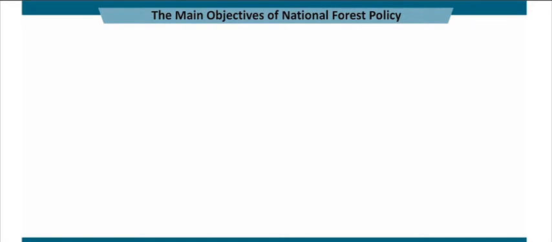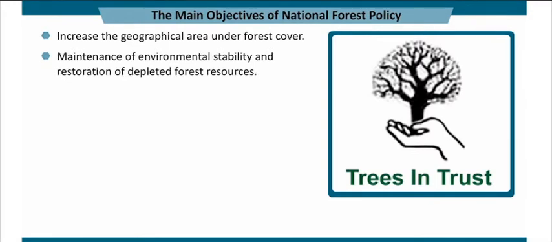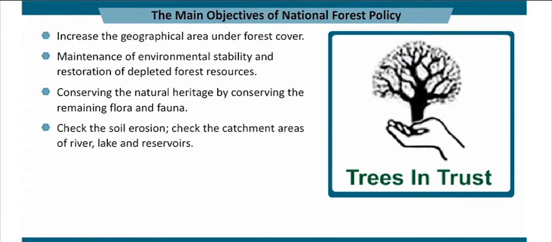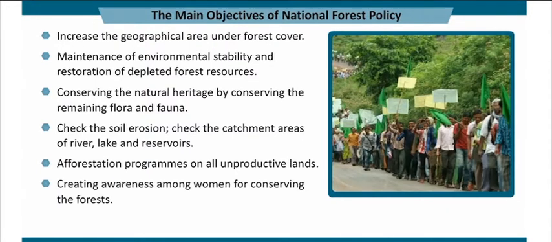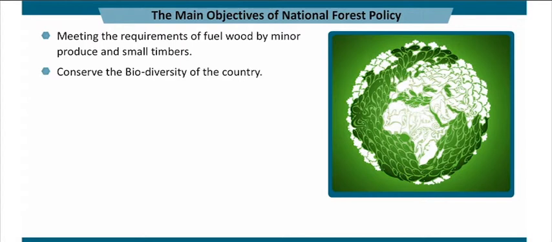The main objectives of the National Forest Policy: increase the geographical area under forest cover, maintenance of environmental stability and restoration of depleted forest resources, conserving the natural heritage by conserving the remaining flora and fauna, check the erosion, check the catchment areas of rivers, lakes and reservoirs, afforestation programs on all unproductive lands, creating awareness among women for conserving the forest, meeting the requirements of fuel wood by minor produce and small timbers, conserve the biodiversity of the country.